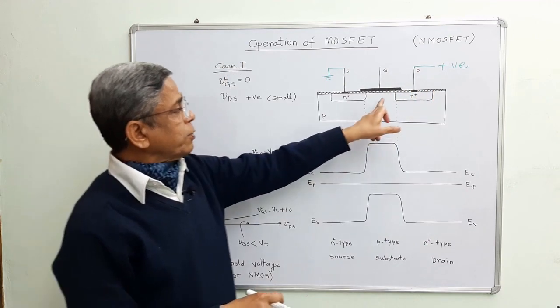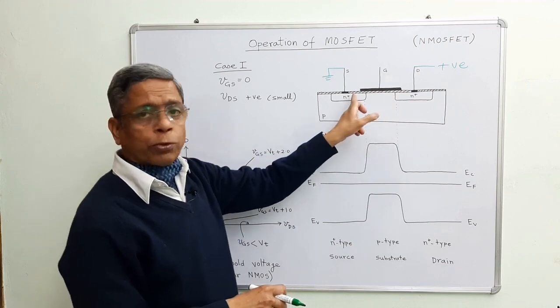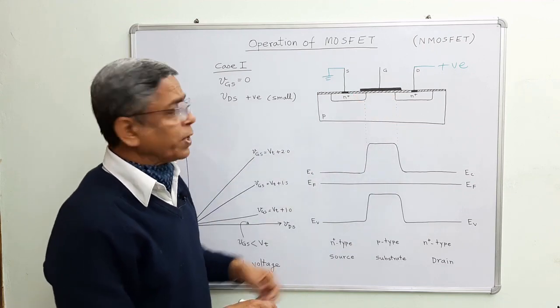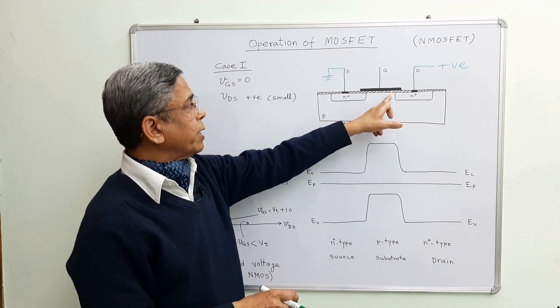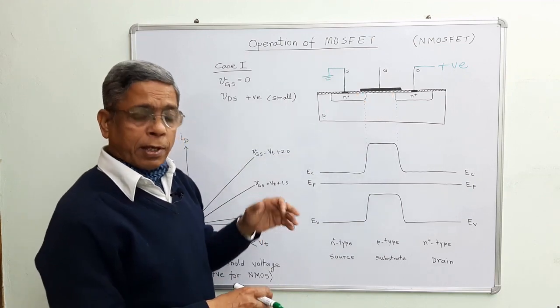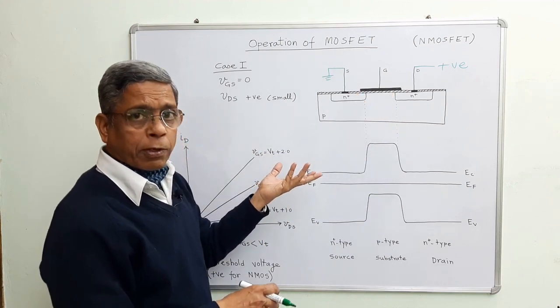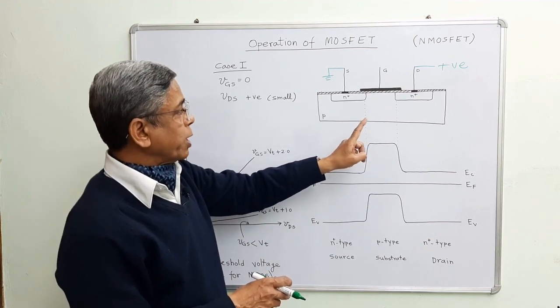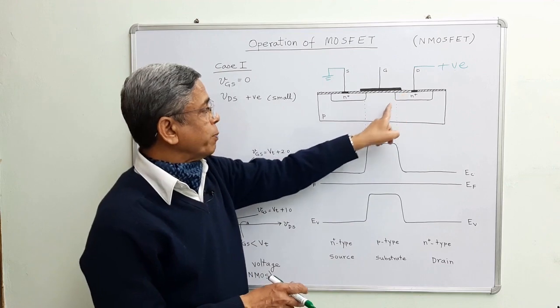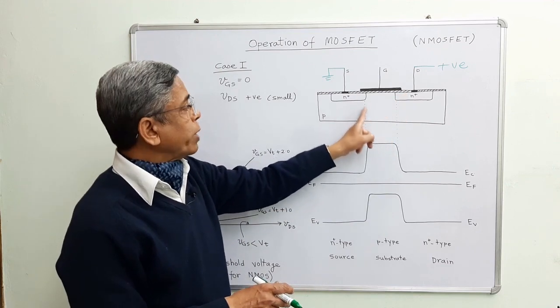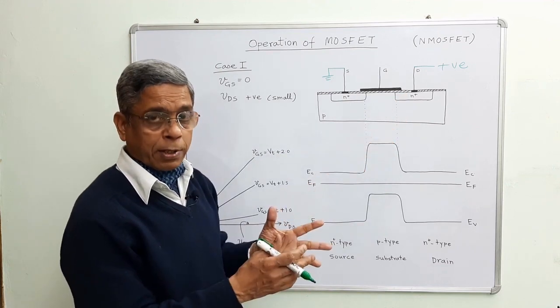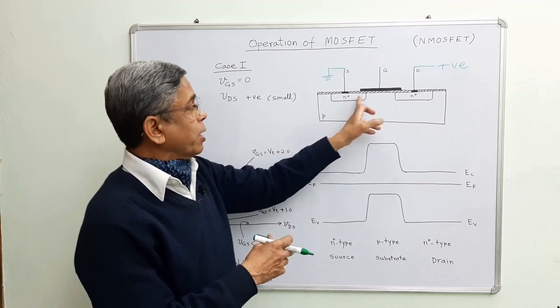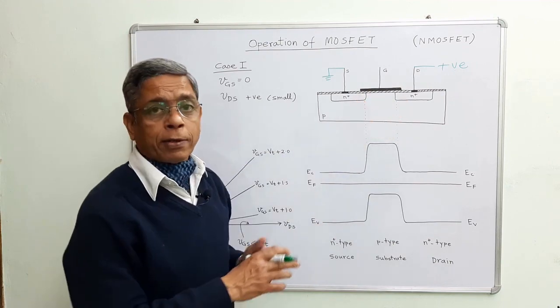Now, there is no current flowing between drain and source. The reason is very simple. There is no conducting channel between drain and source. From another point of view, we can visualize there are two back-to-back diodes. This is NP, this is NP, this is P part. Two back-to-back diodes exist between drain and source region.